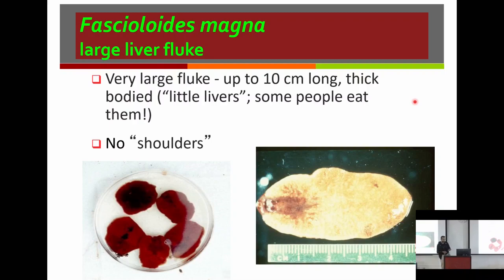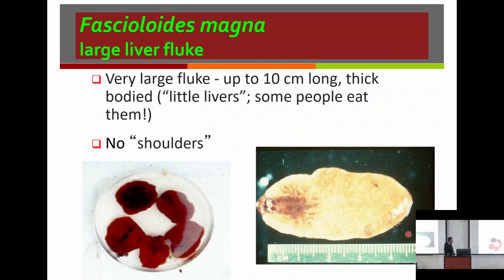This is a large liver fluke, at least 10 centimeters long, and it is normally seen in reindeer in the Arctic, or in the north of Canada. I can give you one example here. It's a very big liver.